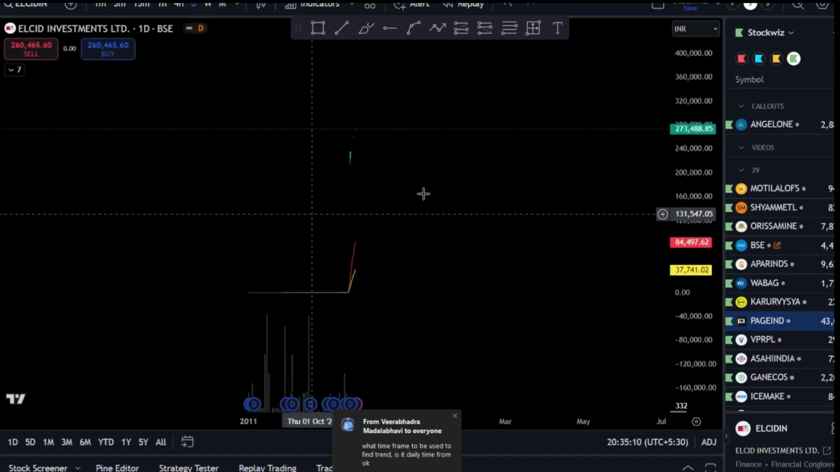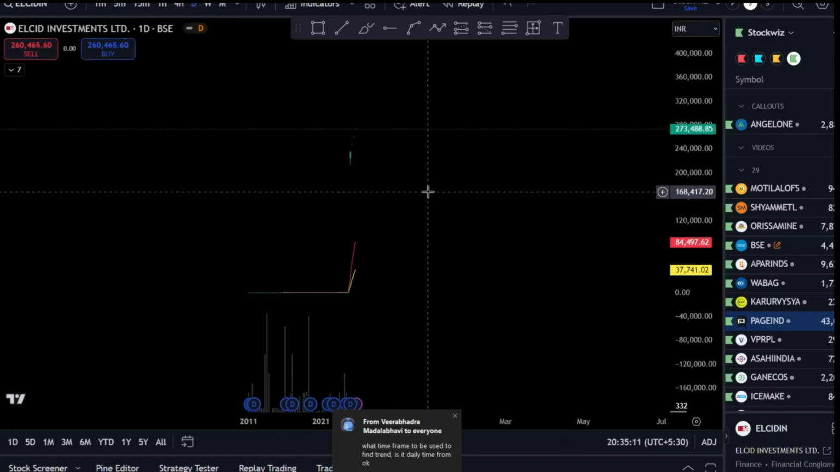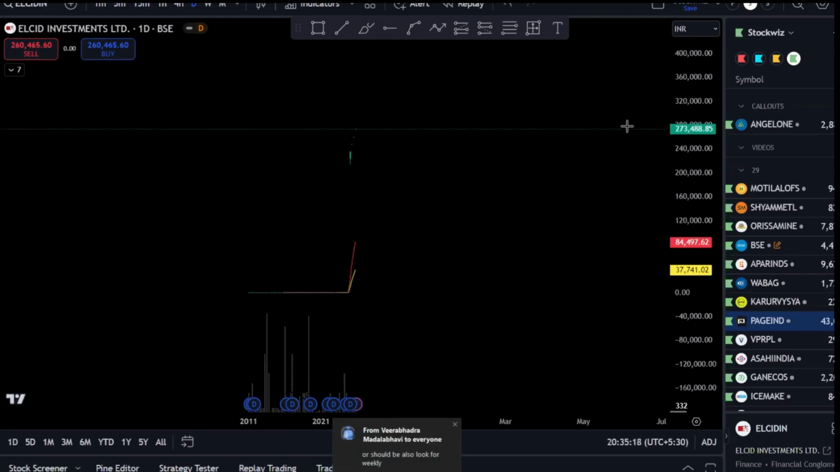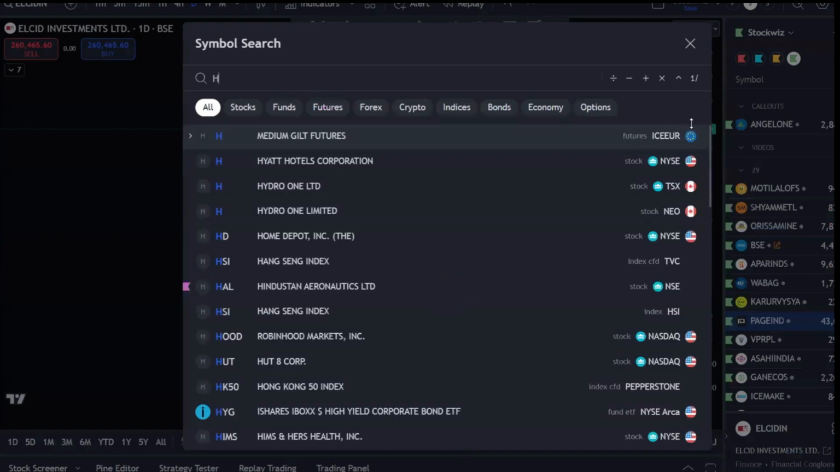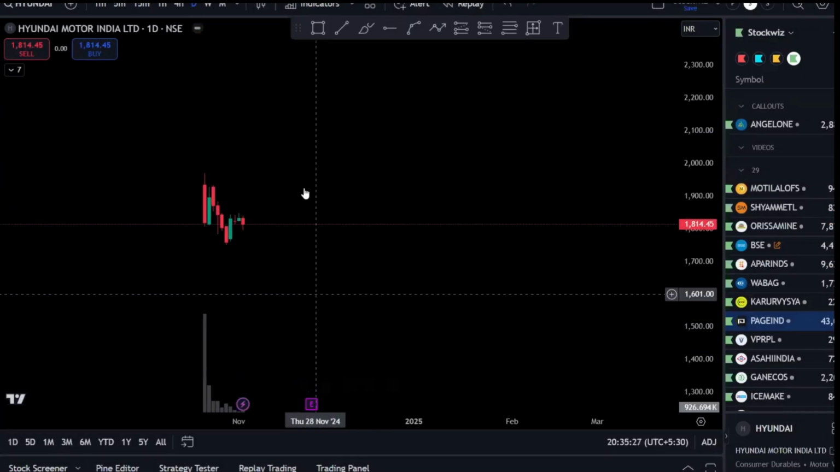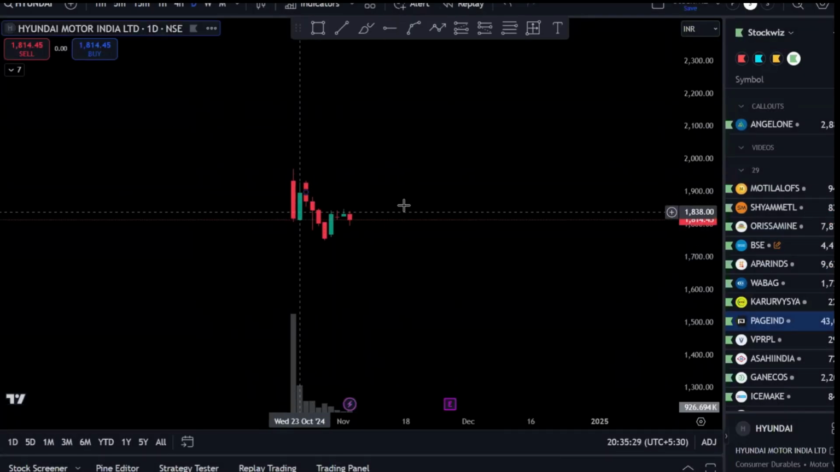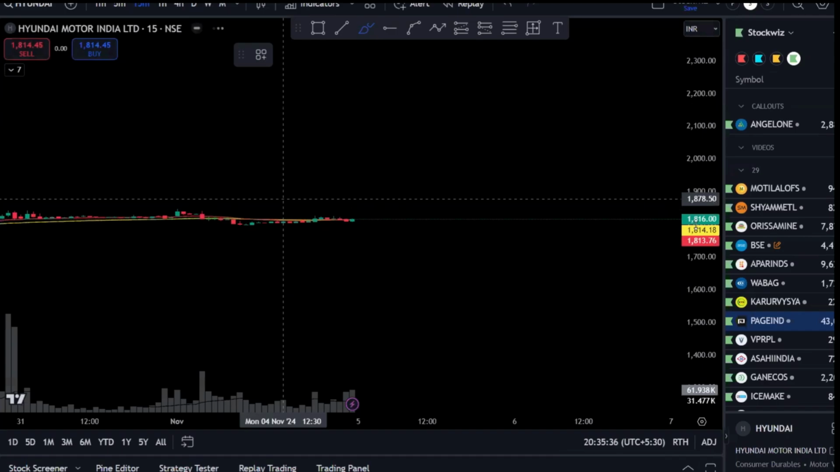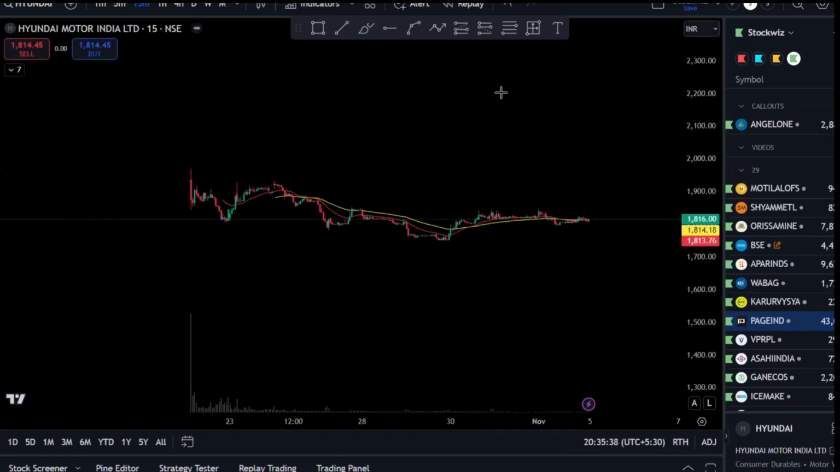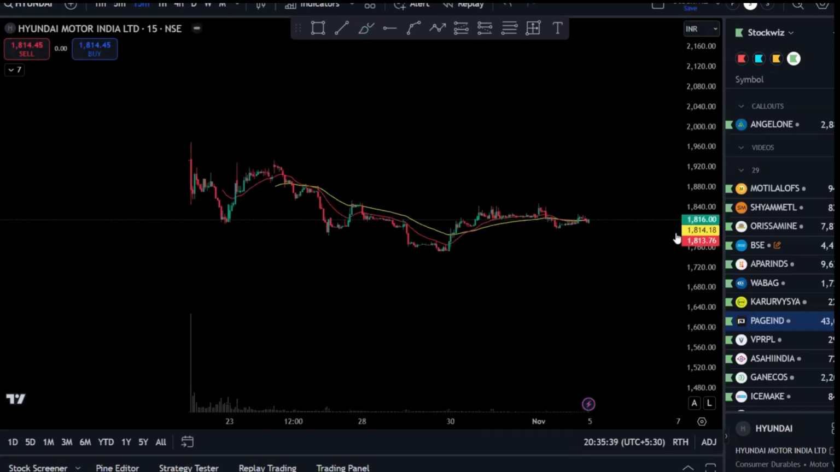Can you draw higher high and higher low in a recently listed stock, Hyundai Motors? How can we draw? Yes, see, there is not enough data for me to draw the higher high and higher low. You need a trend, at least in a lower time frame. Okay, lower time frame. So 15-minute works as a lower time frame.